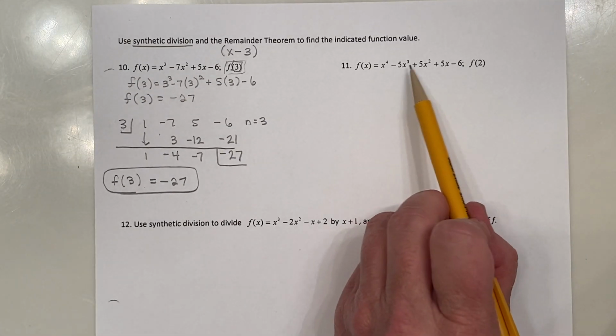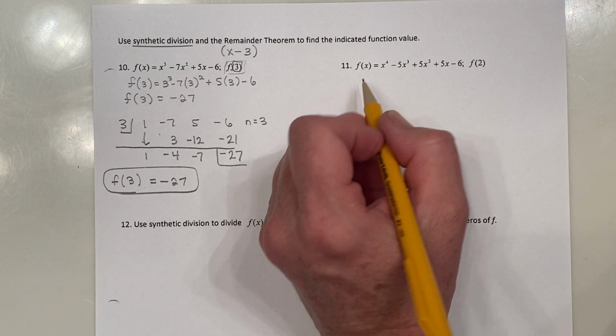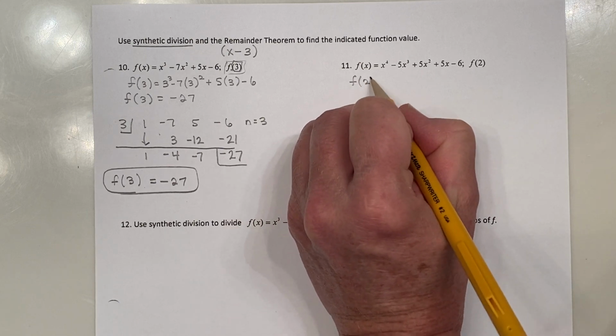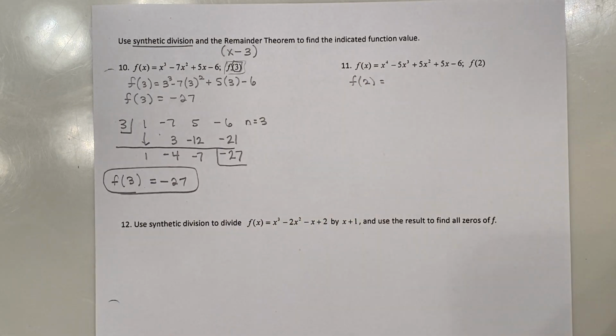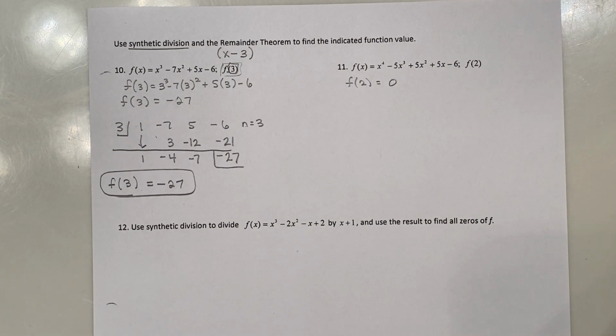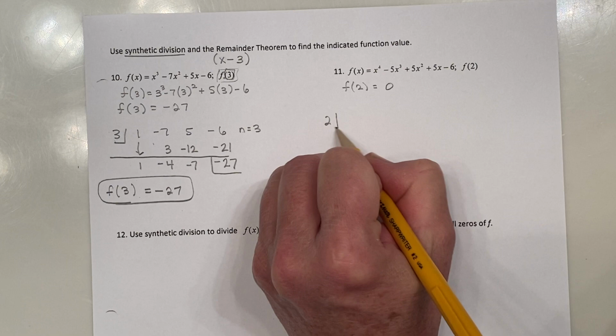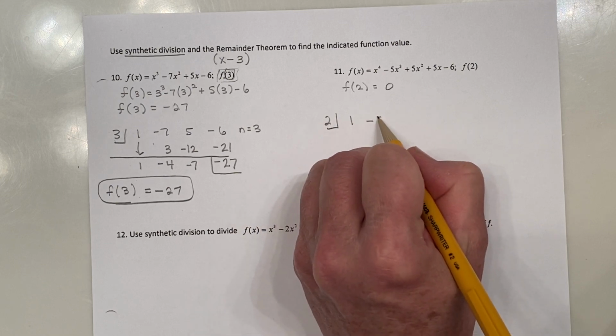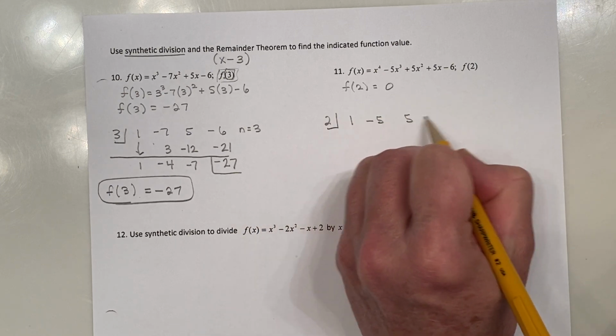All right, same thing over here. What is the functional value? Well, again, I'm going to plug in 2 for all these x's right here just to kind of see what my answer should be. And I actually get 0. Okay, so that means when I go to synthetic division, my remainder should be 0.